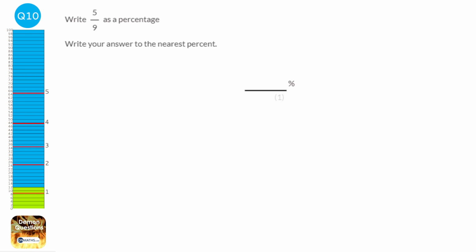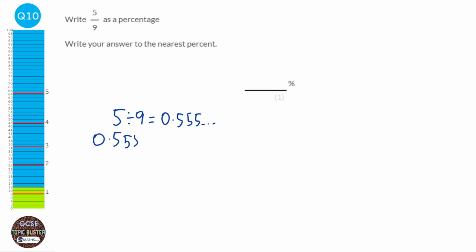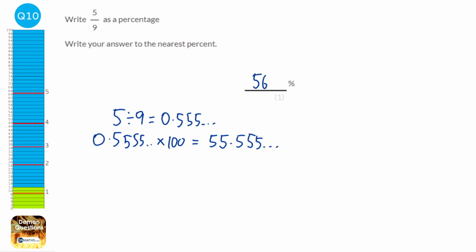So we're going to start by writing 5 over 9 as a decimal. And to do that, we just need to do 5 divided by 9, which will be 0.5 recurring. And to convert between a decimal and a percentage, we just times by 100. So we're going to get that 0.5 recurring, and we're going to times it by 100, and that will equal 55.555 recurring. And to the nearest percent, that's going to be 56, because that 5 will move that 5 up by 1.